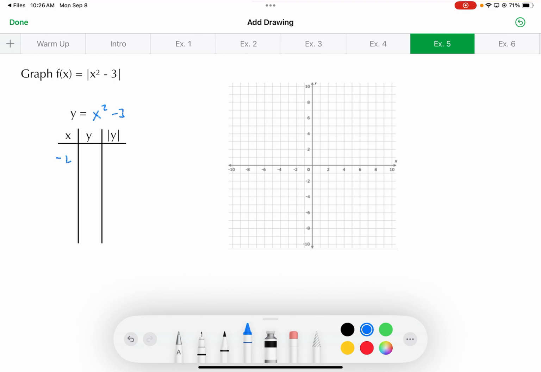Okay. And I'll just choose the following 5 integers to plug in. Okay, so negative 2, if you square that, that's 4. 4 minus 3 is 1. So we have a point of (negative 2, 1). Okay. Negative 1 squared is 1. 1 minus 3 is negative 2. Got a (negative 1, negative 2). 0 squared is 0. Minus 3 is negative 3. (0, negative 3). There's your vertex. Then we're going to get a (2, 1) again by some symmetry.